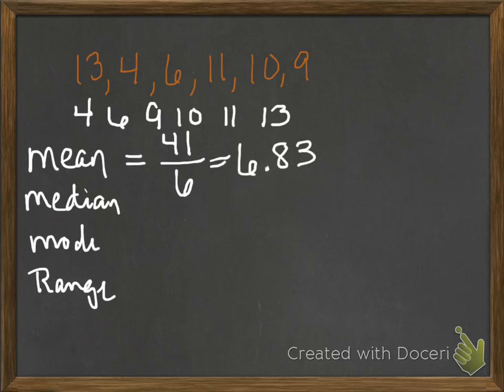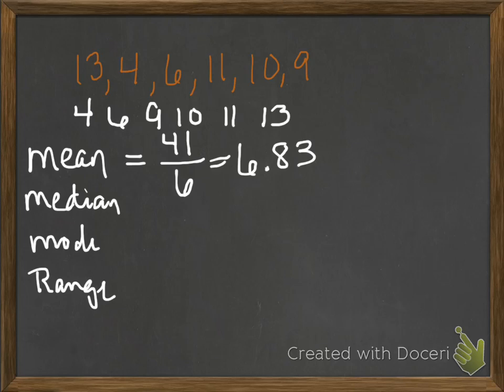6.83. Now you notice that number, and we should have talked about it before, the mean is in the middle. If I look at 6.83 and look at my data, it's not a number directly in the middle, but it is an average. So the number that you get as the mean has to be between your highest and lowest number.